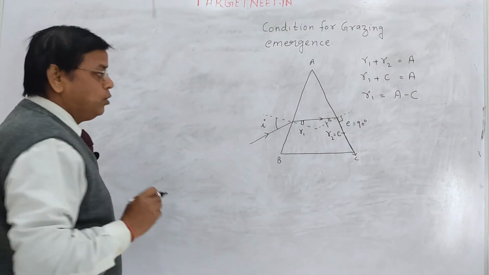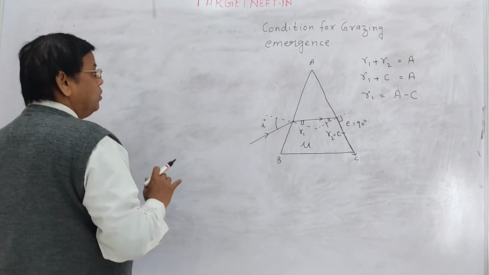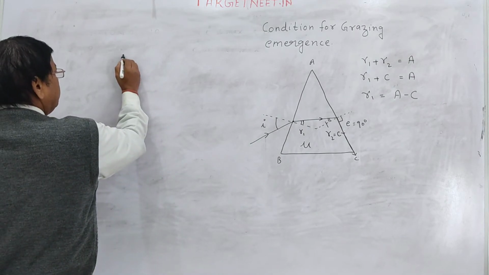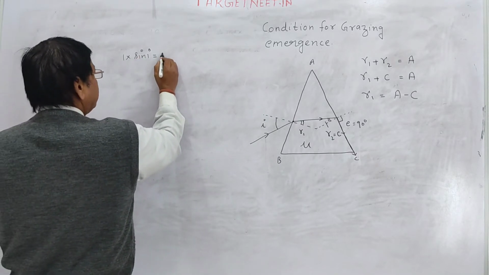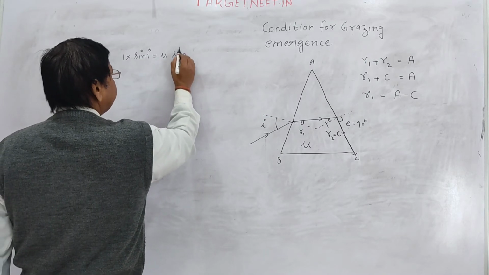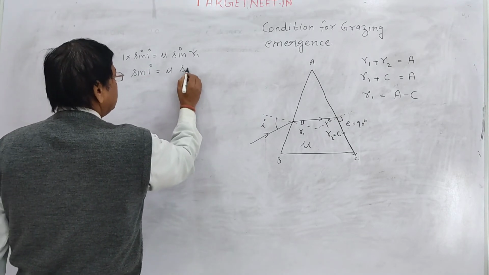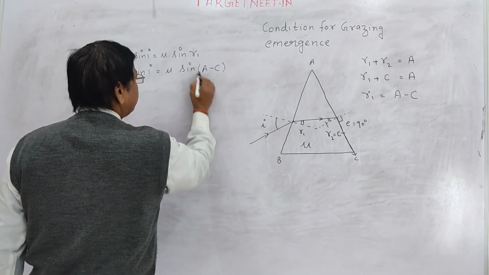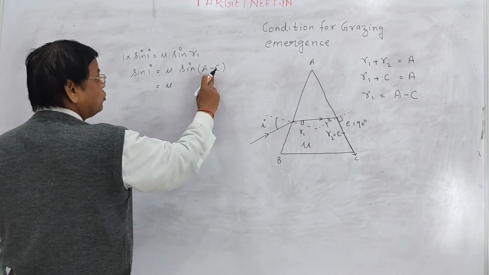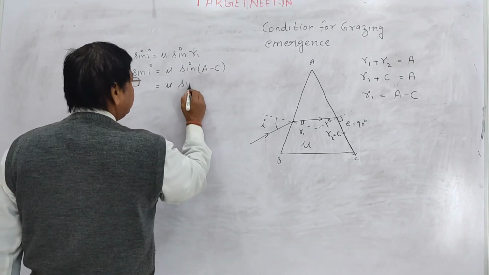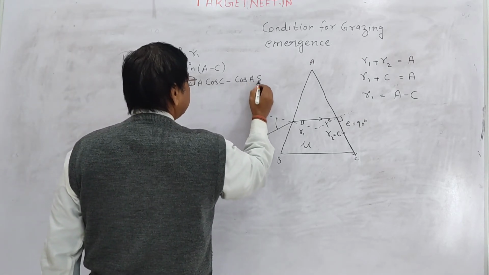This will be equal to R1. Now if I apply Snell's law here, refractive index of this prism material is mu and this is air. So if I apply Snell's law, refractive index of air into sin I should be equal to refractive index of prism material into sin R1. So it is sin I is equal to mu sin (A minus C) at place of R1, and we know sin (A minus B) is sin A cos B minus cos A sin B. So use this identity, sin A cos C minus cos A sin C.